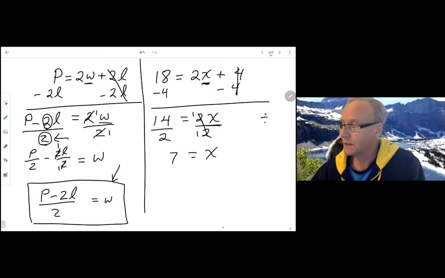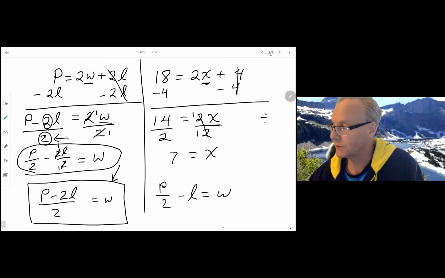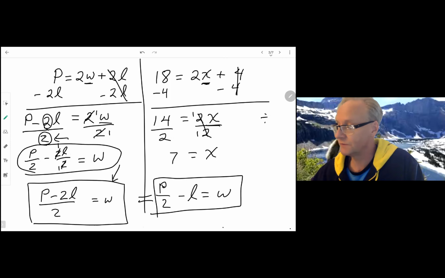But occasionally, they're going to simplify the expression and write it this way. I'm going to rewrite it so it looks a little nicer: P over 2 minus L is equal to W. These two expressions are exactly equivalent. There's no difference between this expression and this expression. They're two ways to write the same thing. So we've solved for W within the formula, the perimeter equals 2W plus L.